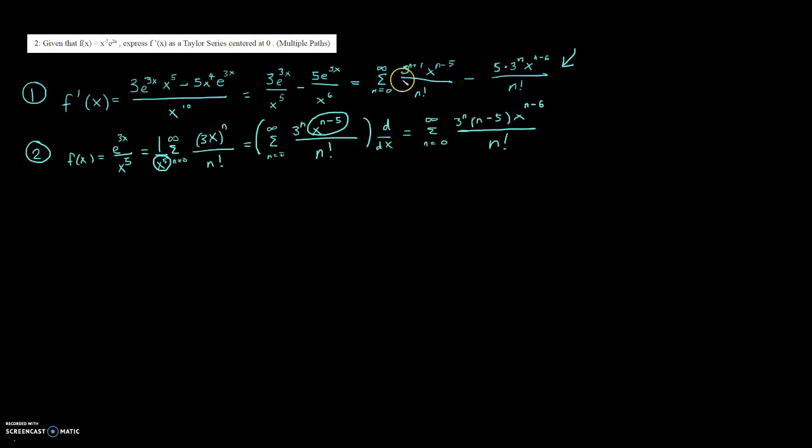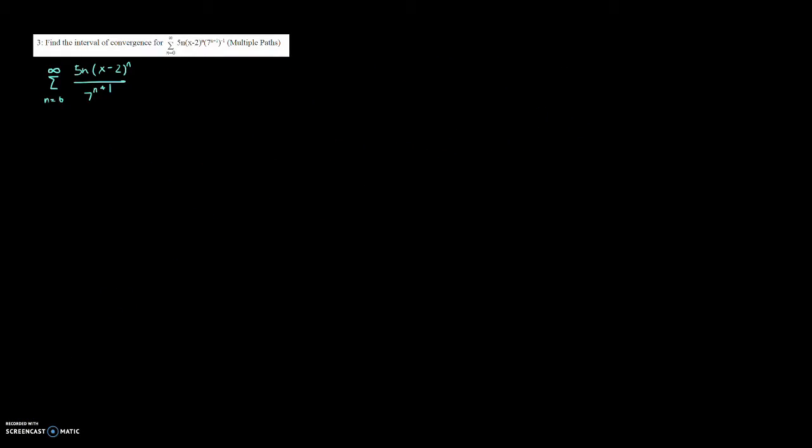However, it looks quite different from the solution we got from path 1. However, it still represents the same f prime of x. It's just written in a different form. Now let's move on to number 3. Find the interval of convergence for that.